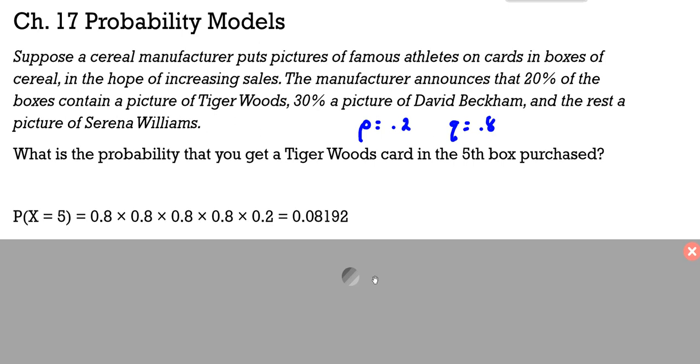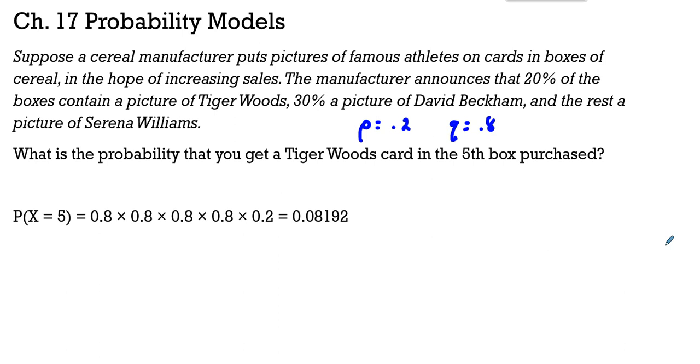So we'd say, all right, the likelihood that we would get something other than Tiger Woods on boxes 1, 2, 3, and 4 is 80%. And then getting Tiger Woods on the fifth is 0.2. 0.8 times 0.8 times 0.8 times 0.8 times 0.2. We got about an 8% chance that we're going to get Tiger Woods on the fifth box purchased, that our first Tiger Woods occurs on the fifth trial, so to speak, if we call buying boxes trials.